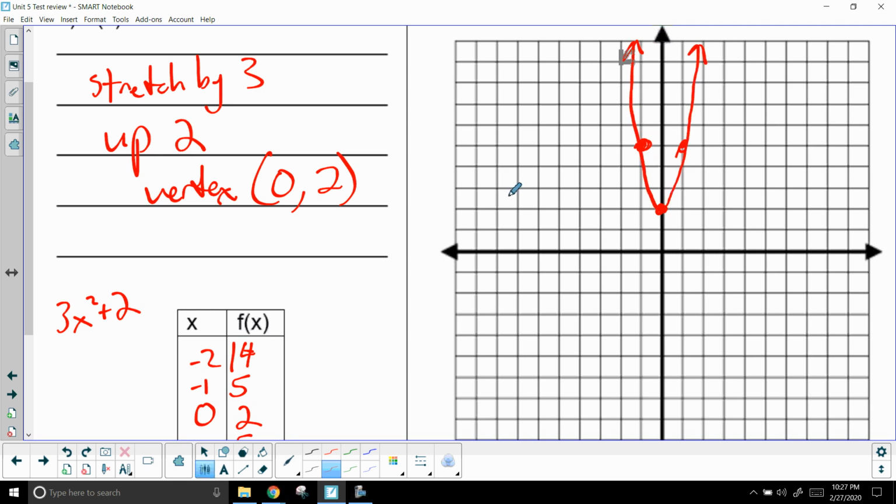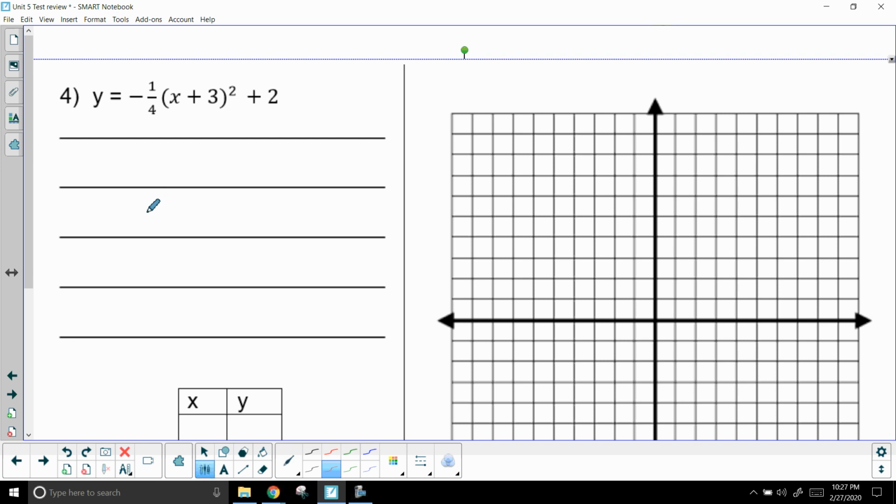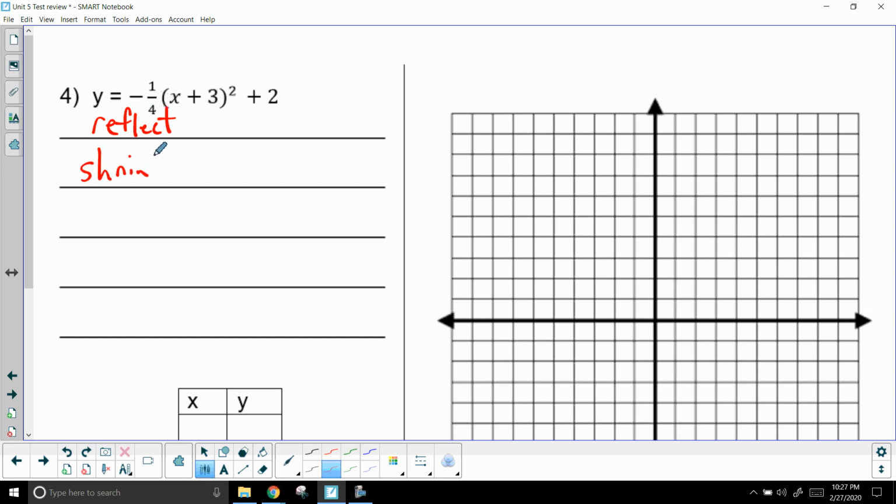Boop. So we got a negative, so there is a reflection. A quarter is less than 1, so there's a shrink. 3, got to think opposite, so left 3. And then 2, we go up 2. Vertex. Again, going really fast. Negative 3 because of strange things in parentheses, or stranger things. Haha, funny, funny.